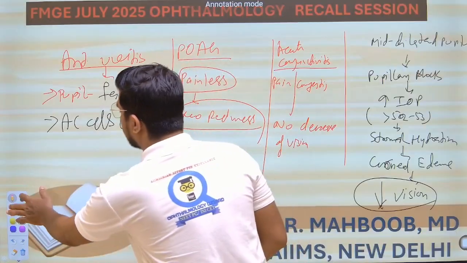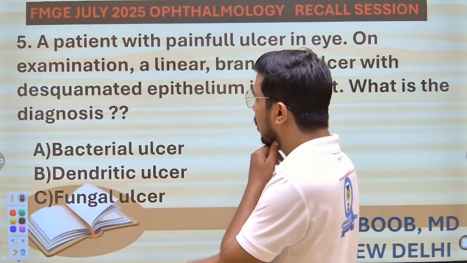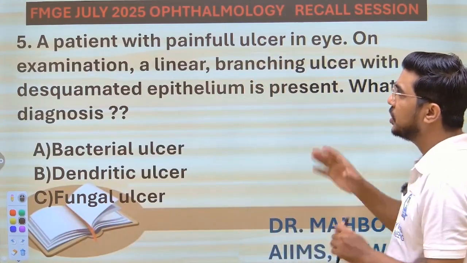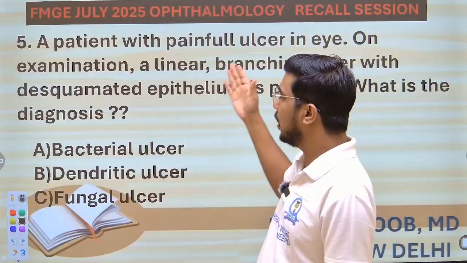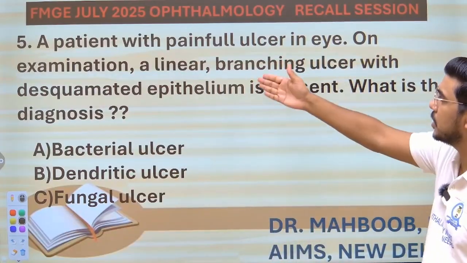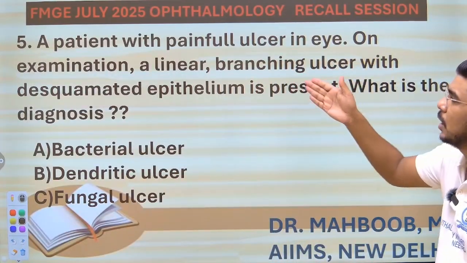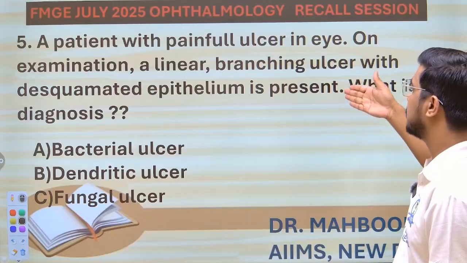Now, coming to the fifth question, a patient with a painful ulcer in the eye. On examination, there is a linear branching ulcer with desquamated epithelium present.